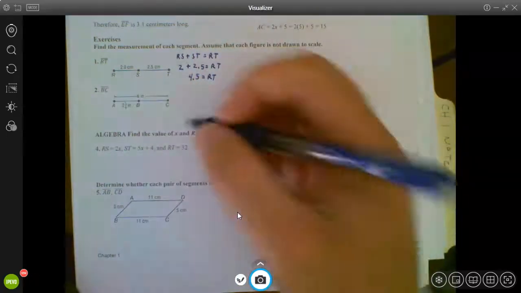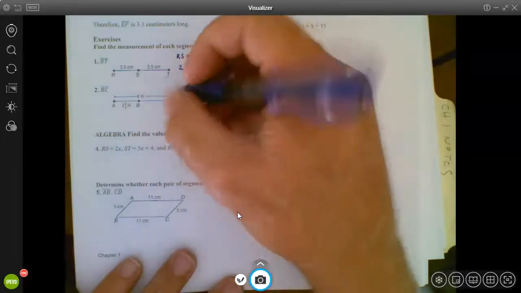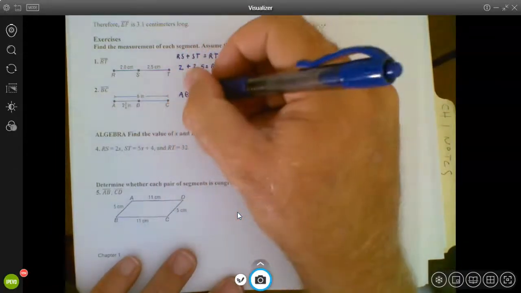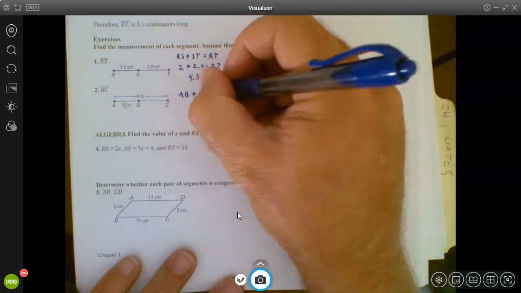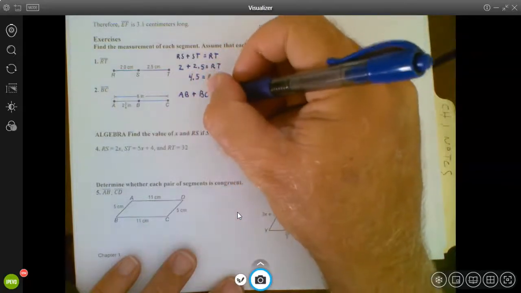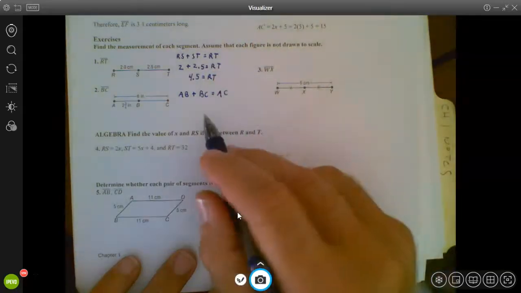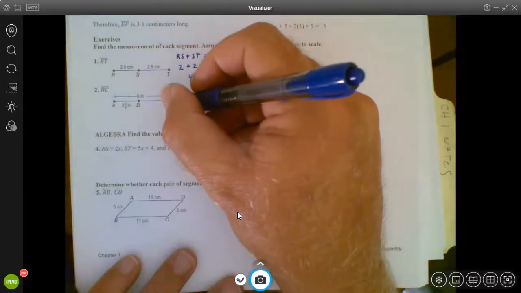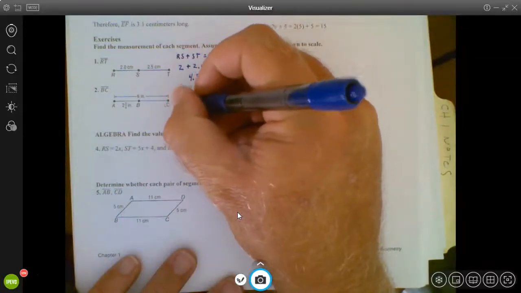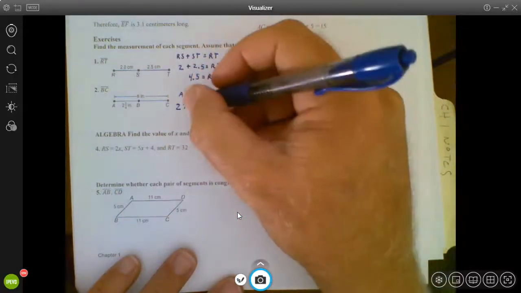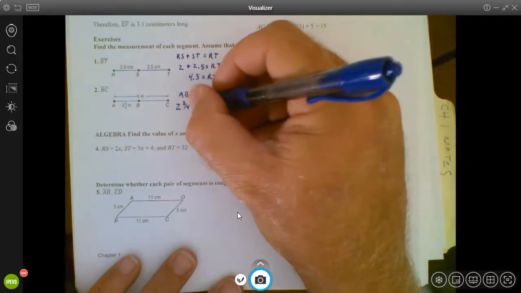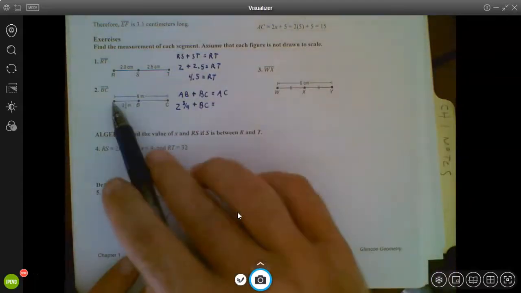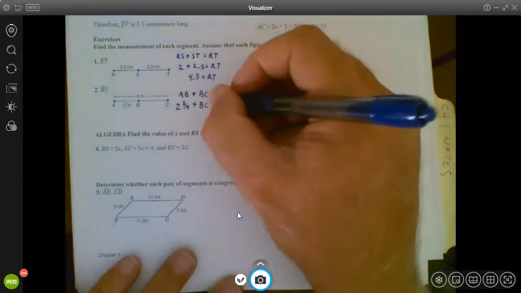And number 2, again, I have AB. I have BC. Those are the two smaller ones. The whole thing overall is AC. And now I'm going to sub in the information they gave me. So AB is 2 3/4. We don't know what BC is. That's what we are solving for. So I'm going to leave it as BC for now. Right here they told me the whole thing is 6.